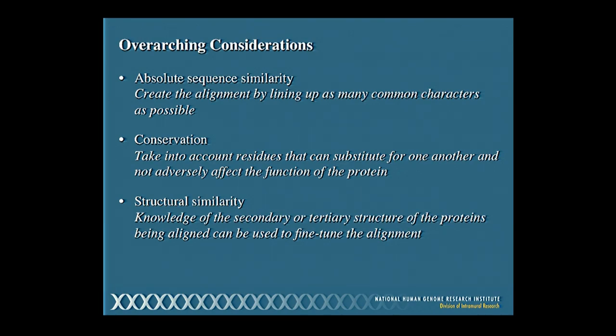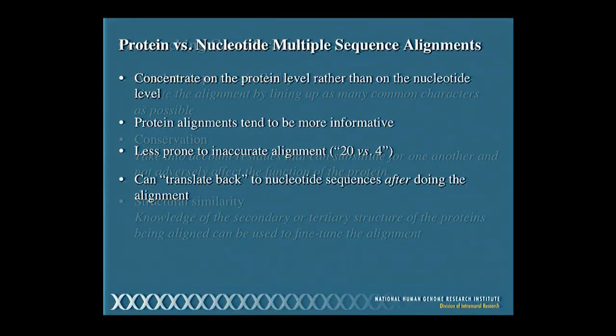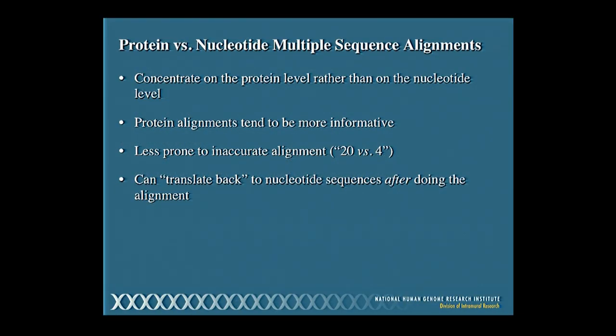So I know many of you, probably all of you at some point, have tried to put together a multiple sequence alignment. So we're going to go through some general guidelines to help you bring up your game a couple of notches. All right. So the first thing is, when we do these, we tend to concentrate on the protein level rather than on the nucleotide level. And hopefully that's become a little bit more obvious to you as to why, as we've gone through a lot of the considerations we've talked about.